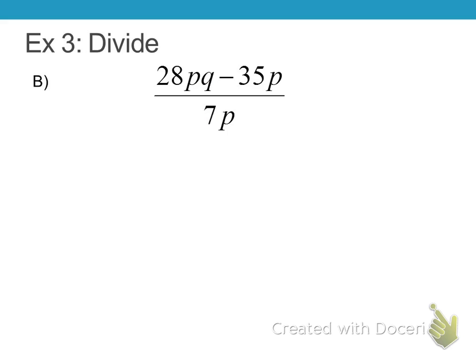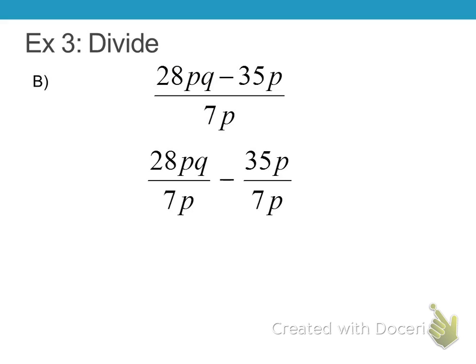All right, so what do you think I should do? Yes? Divide 28p cubed by 7p and negative 35p by 7p. Very good. You divide each of the terms in the top by 7p. Keep the minus sign. So what's 28p cubed divided by 7p? 4q minus 5. Perfect.